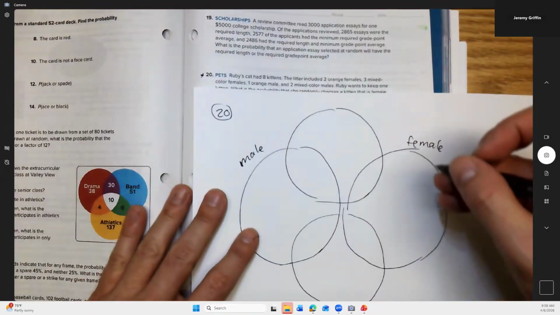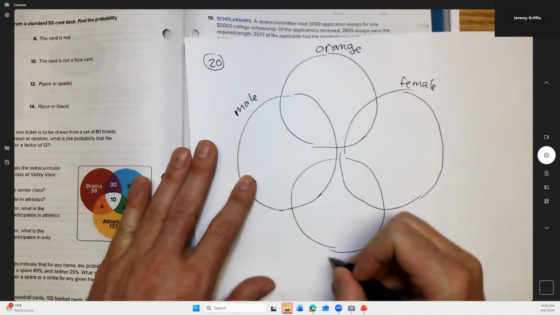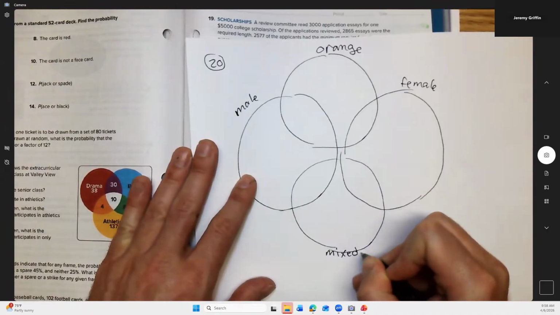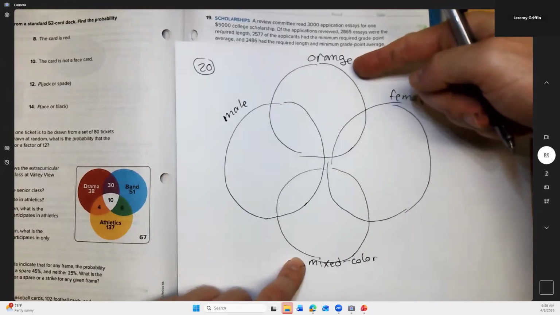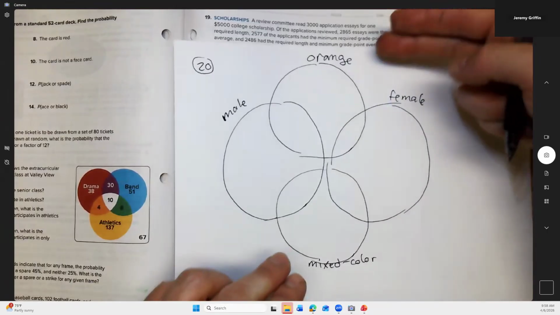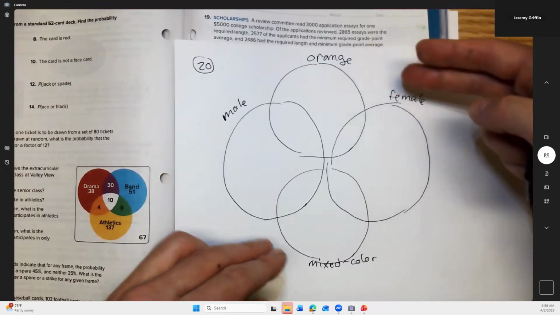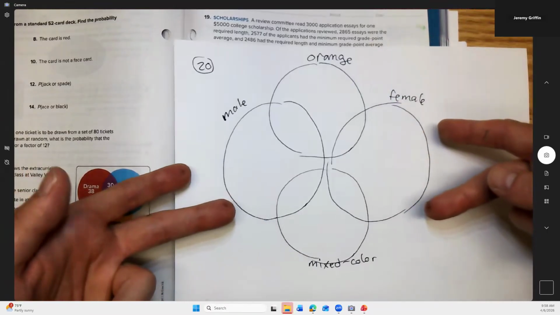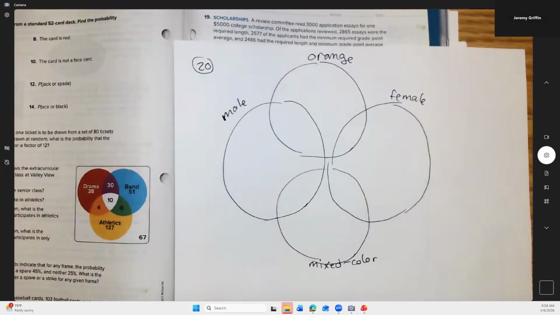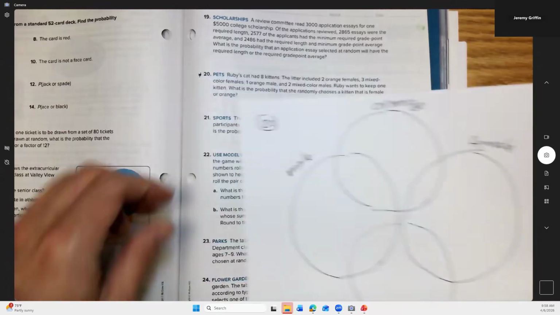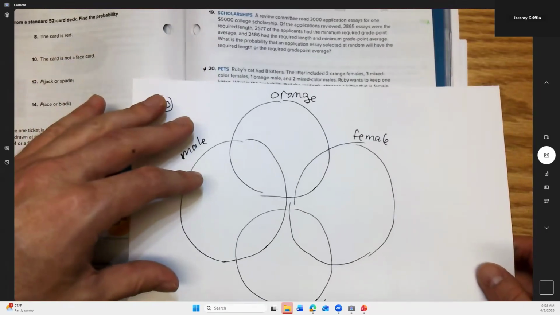Another couple of circles could be either orange or mixed color. And again, those circles are not going to overlap. You're not going to have both orange and mixed color. You have to be one category or the other. It can either be orange or mixed color, but not both. Now there will be overlap between the colors and the genders. So let's take the numbers from the story and put them into the diagram. Are you guys okay with why I set the diagram up that way?